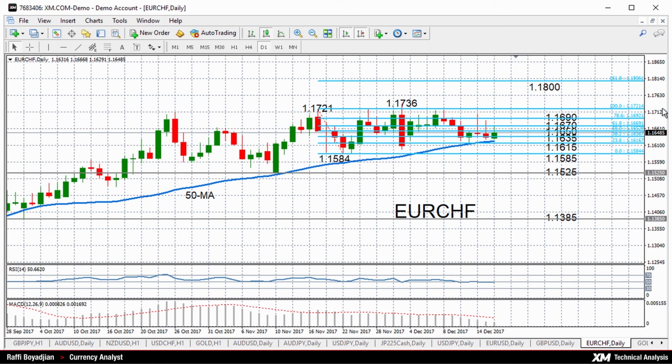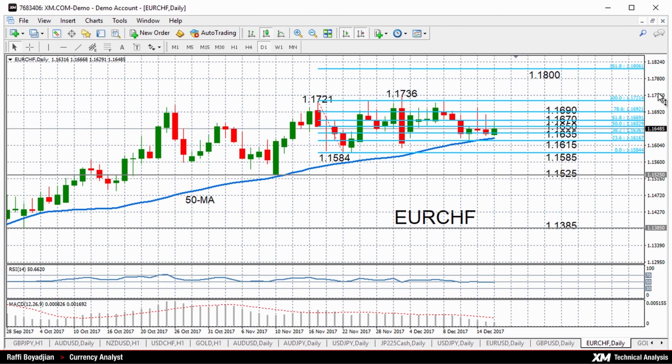A break above that, we could see the next target on the upside coming at the 1.18 handle, which is the 161.8% Fibonacci.